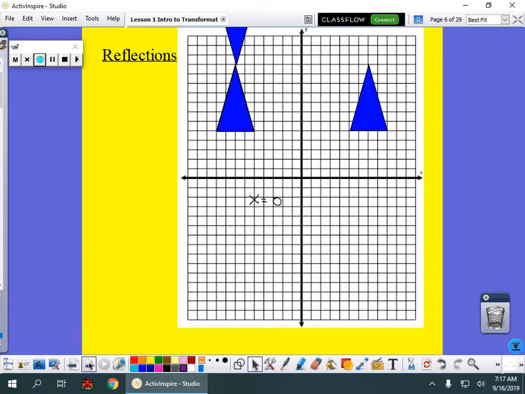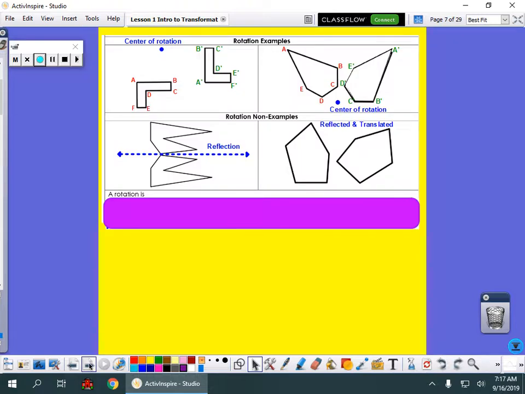All right. Cool. And the last one is rotation. So when we translate, we move up or down, right or left. When we reflect, we always reflect over a line, and we need to identify that line. And when we rotate, we always rotate about a point. All right, but I want you to take a minute and look at these. Try to understand what is a rotation not. If you want to pause, go ahead.